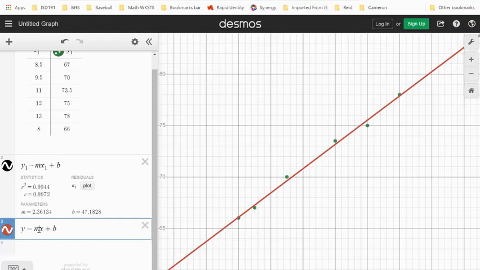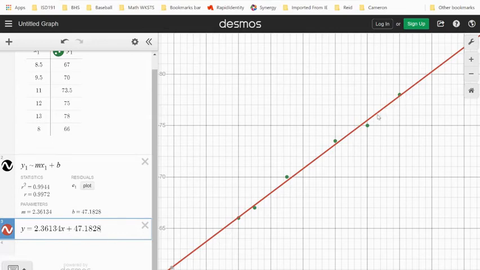So I'm going to replace m with a number, 2.36134. And I'm getting that from right above here. M equals 2.36134. I'm going to replace b with 47.1828. Okay, just getting that from up above. So y equals mx plus b is my model.